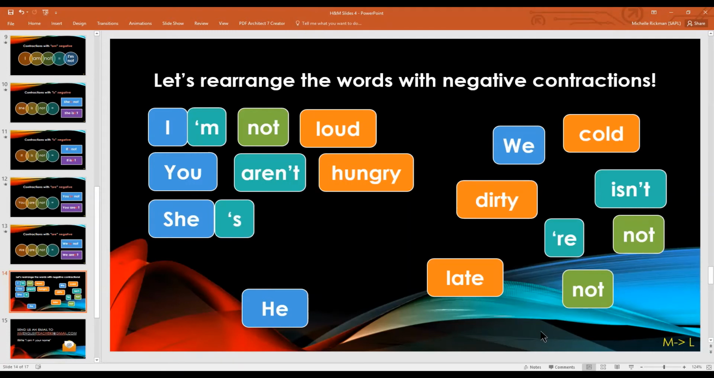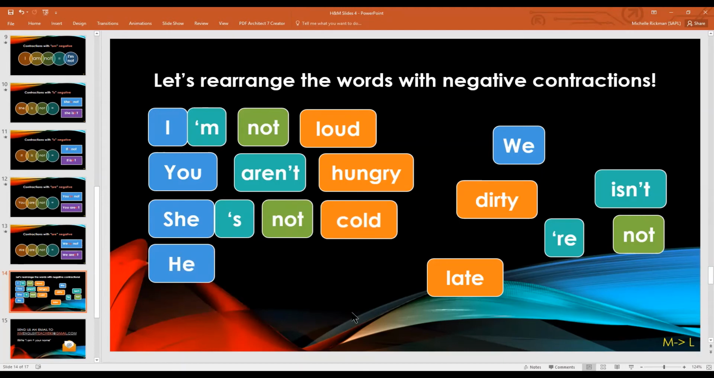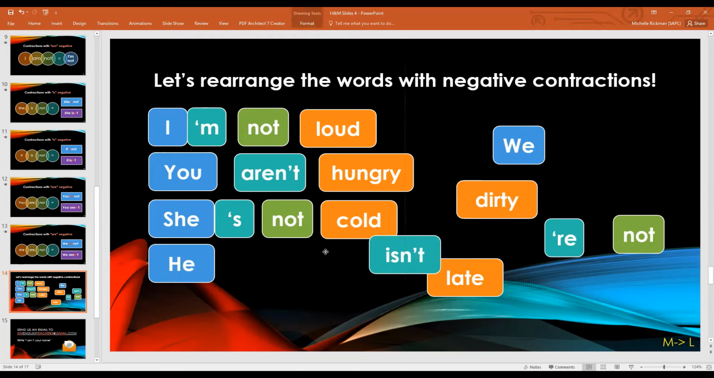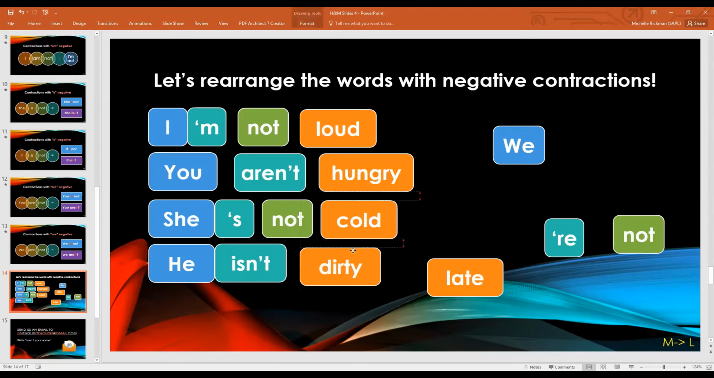How would you make it negative? We could do the not. Okay. And she's not what? Let's say cold. Okay. She's not cold. All right, almost there. How about he? We could do he isn't. Okay. He isn't. So this time our contraction is with the negative. And let's choose an adjective for he. Let's do dirty. Okay. He isn't dirty.